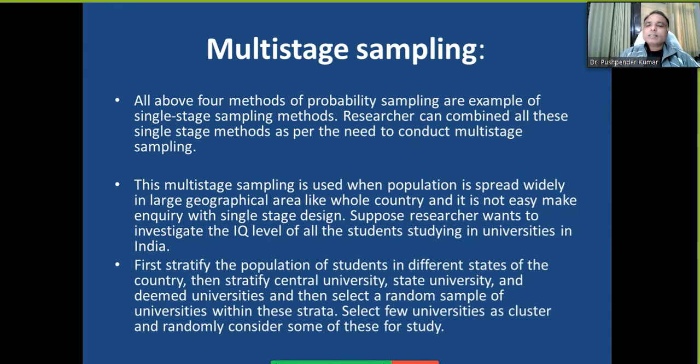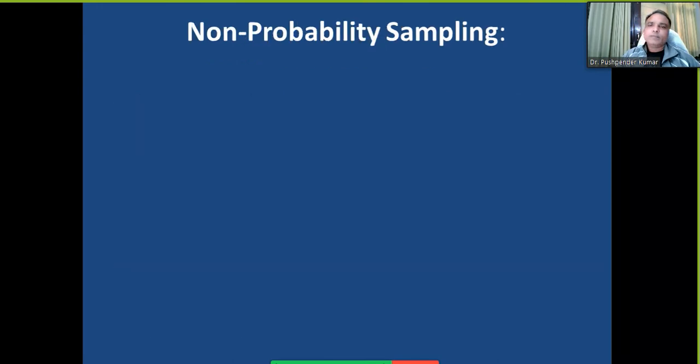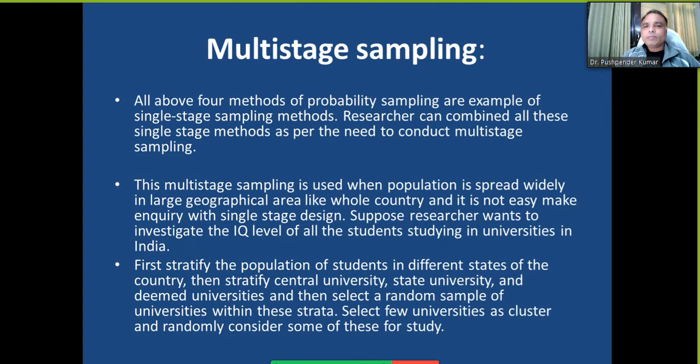So first, stratify the population of students in different states of the country. Then stratify into central university, state university, and deemed university, and then select a random sample of universities within these strata. So you can have any process. Further, you can divide and use different techniques of sampling, right? And here you select a few universities as clusters and randomly consider some of these for study. So this is probability sampling.